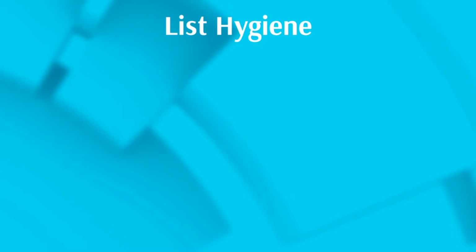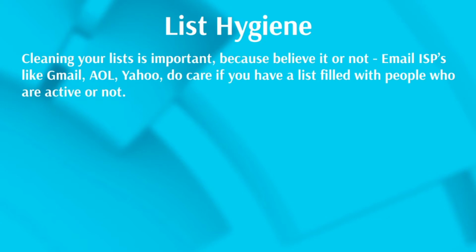So, going back to what we talked about in single opt-in versus double opt-in: if you create a double opt-in list, you still need to do a little bit of cleaning, but not as much as with a single opt-in list, where you could be getting a bunch of fake emails. In other words, clean your lists consistently and maintain that every single month. Like I said, email ISPs like Gmail, AOL, and Yahoo do care whether the people on your list are actually active or not. If they're not, that can be an issue.